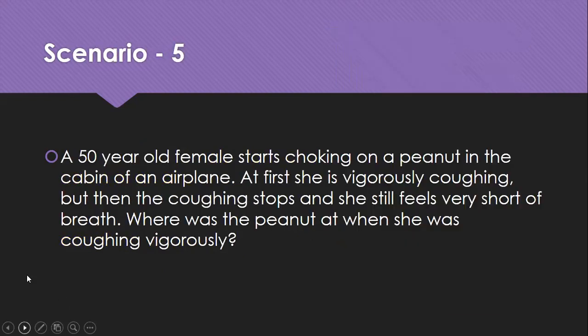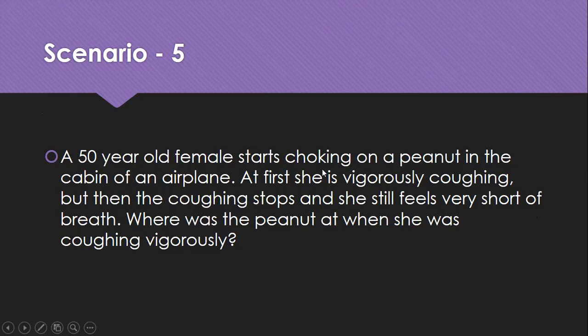Now to the final scenario of this video. A 50-year-old female starts choking on a peanut in the cabin of an airplane. At first, she is vigorously coughing, but then the coughing stops and she still feels very short of breath. Where was the peanut when she was coughing vigorously?